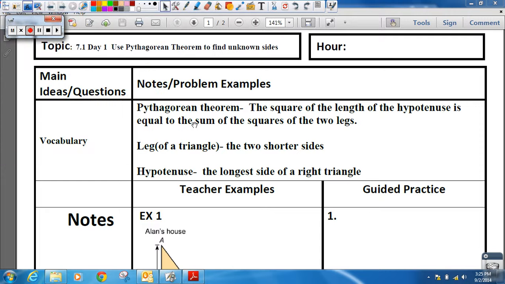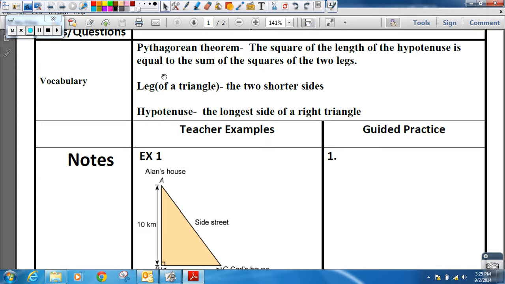Okay, today we are doing lesson 7.1, day 1, where we are going to use the Pythagorean theorem to find the unknown side lengths. So first you need to know that the Pythagorean theorem says that the square of the length of the hypotenuse is equal to the sum of the squares of the two legs. And in order to know what that's talking about, we are talking about a right triangle.